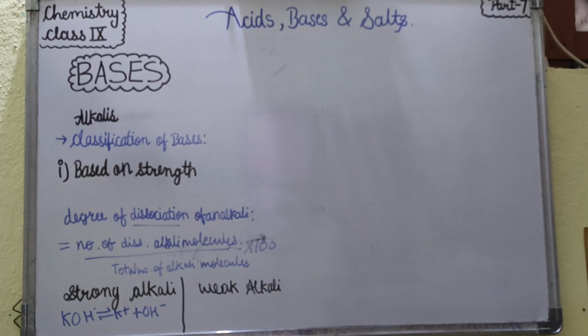Weak alkalis are the bases which undergo partial dissociation in an aqueous solution to produce a low concentration of hydroxyl ions. Examples: NH4OH gives NH4+ and OH-.